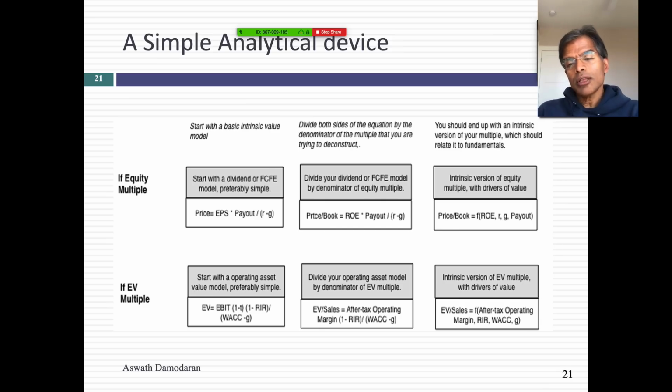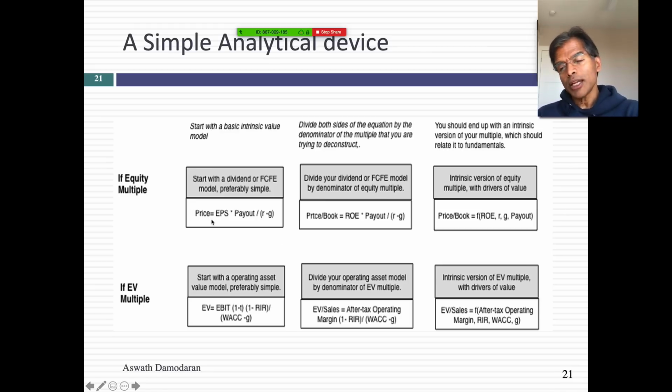So let's look at the construct for identifying the variables that determine each multiple. Here's the simple mechanism. If you have an equity multiple, like price-earnings ratio, price-to-book ratio, go back to the simplest version of an equity valuation model that you can think of. The simplest one I can think of is a dividend discount model, where I take expected dividends next year divided by cost of equity minus the growth rate. The R is the cost of equity.